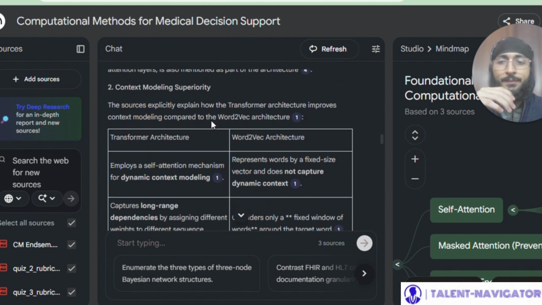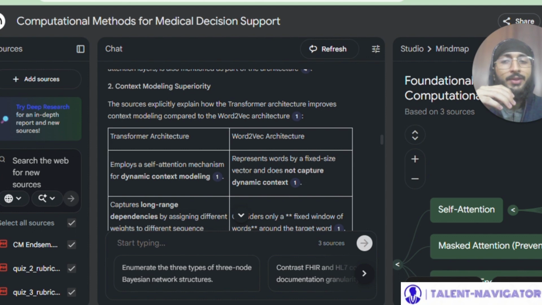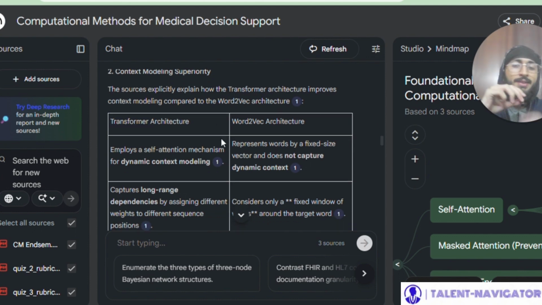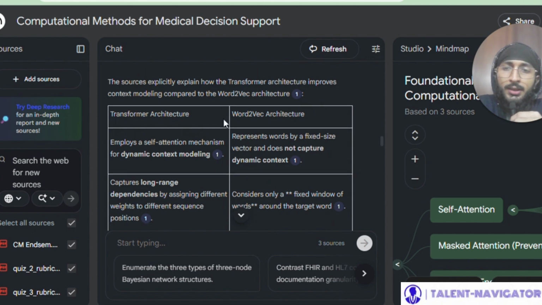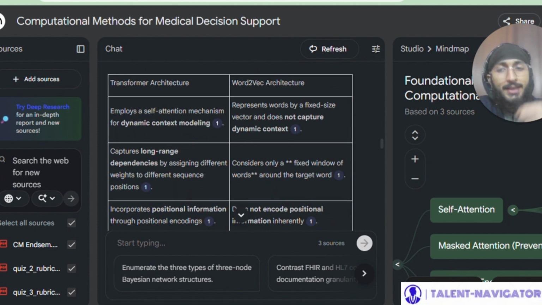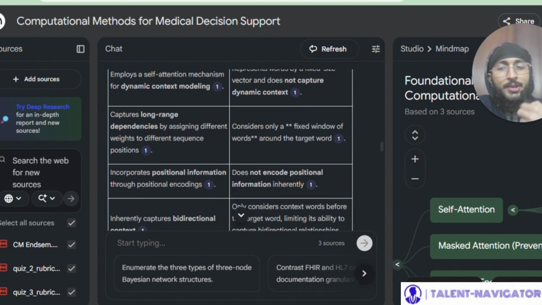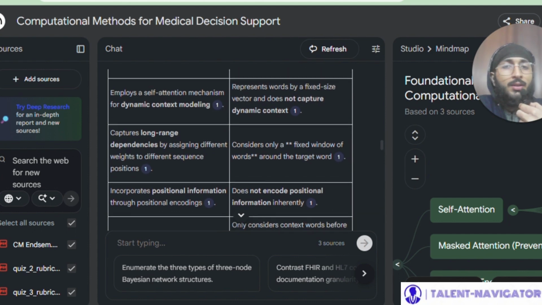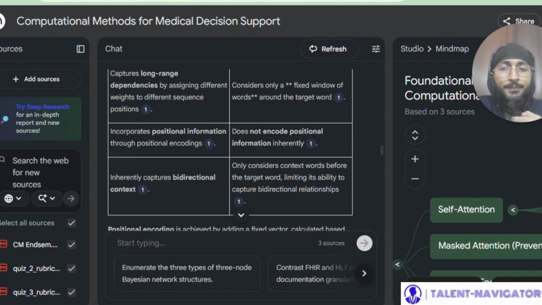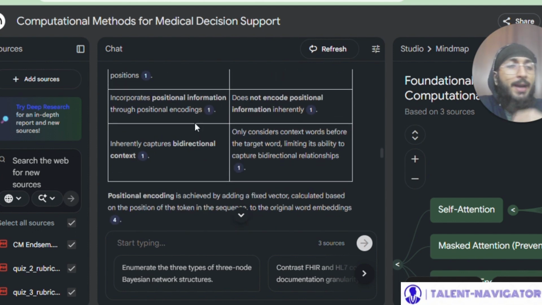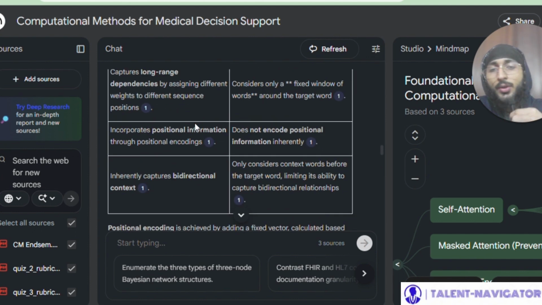So context modeling superiority. First, we'll talk about the differences between transformer architecture and word2vec architecture. So transformer basically employs a self-attention mechanism for dynamic context modeling, while word2vec represents words by a fixed size vector and does not capture dynamic context. So transformer captures long-range dependencies by assigning different weights to different sequence positions, while word2vec considers only a fixed window of words around the target word. Then transformer incorporates positional information through positional encodings, while word2vec doesn't use or encode positional information inherently. Also, transformer architecture inherently captures the bidirectional context, while word2vec only considers context words before the target word, limiting its ability to capture bidirectional relationships.